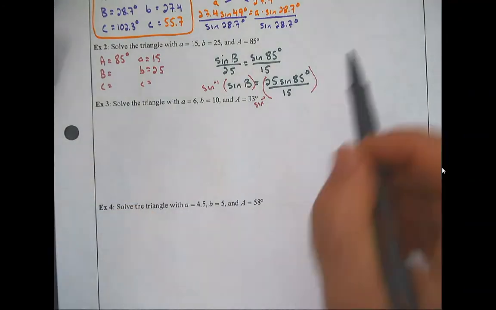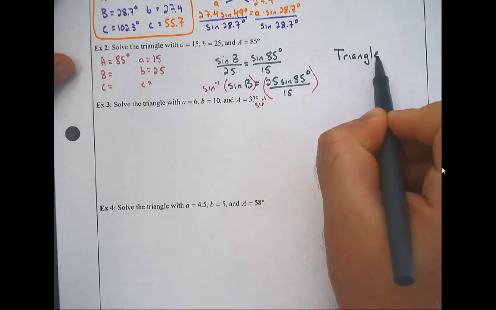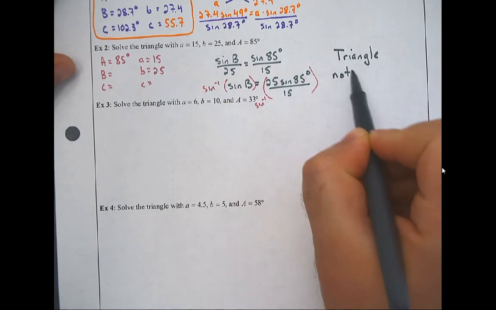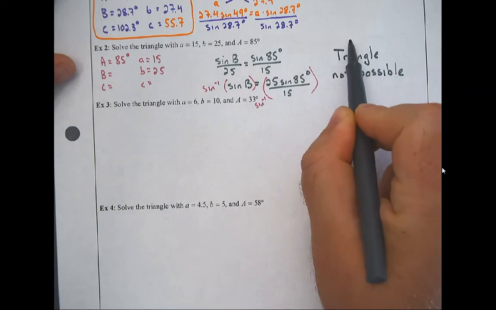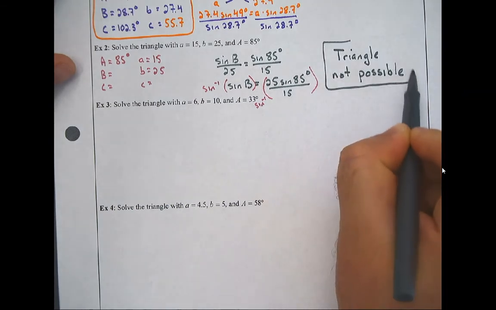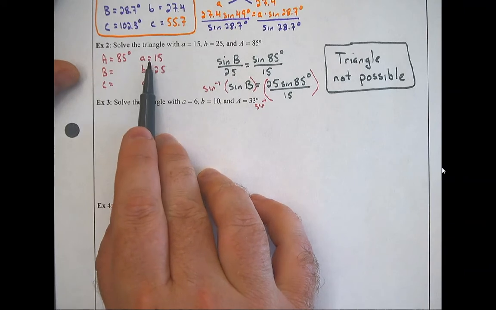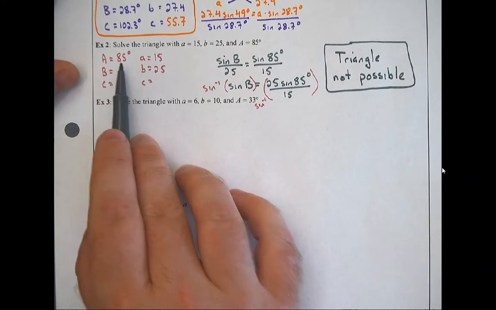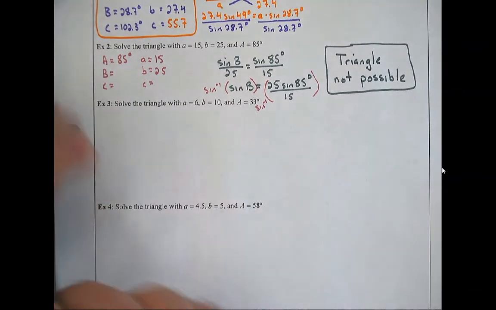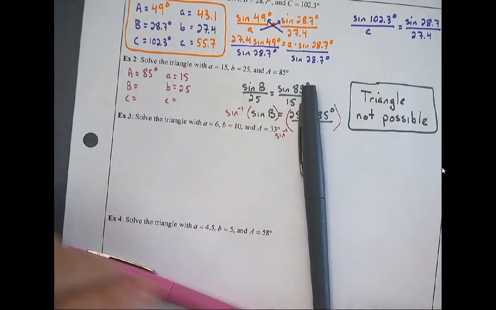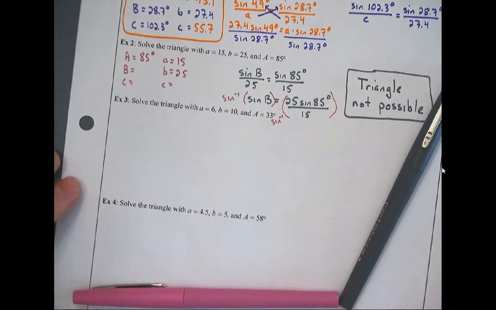So, triangle not possible. It's impossible for you to draw a triangle that has one side as 15 with its opposite angle being 85 and then any of the other sides being a length of 25. It would be a triangle that just wouldn't meet. So here's my triangle. Here's the two sides.